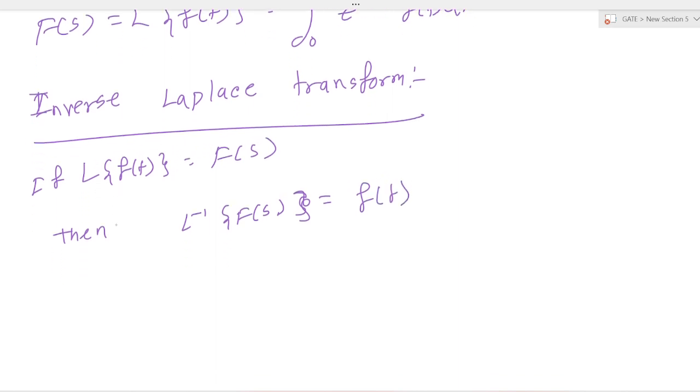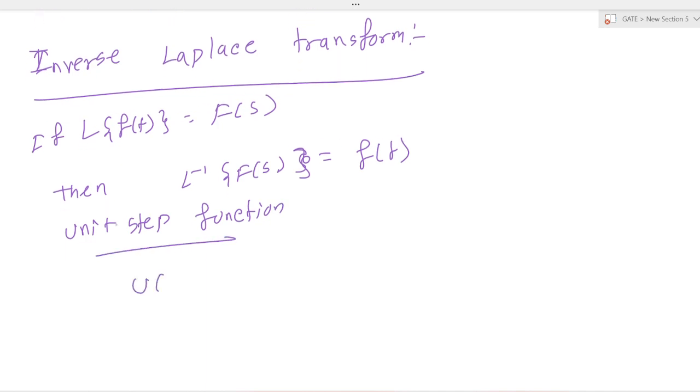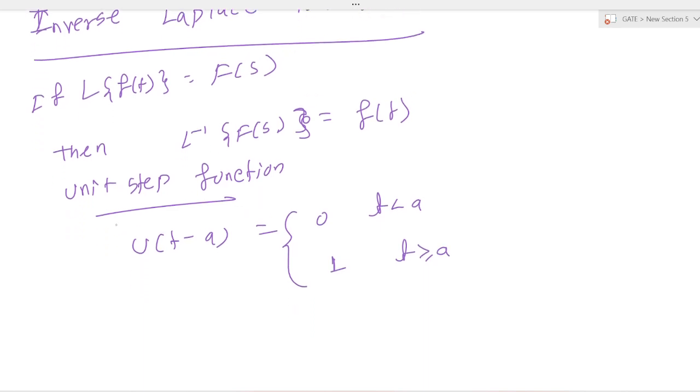Okay, next, unit step function. The unit step function u(t minus a) is equal to 0 for t less than a, and 1 for t greater than or equal to a. Next I talk about the Laplace transform of basic functions.